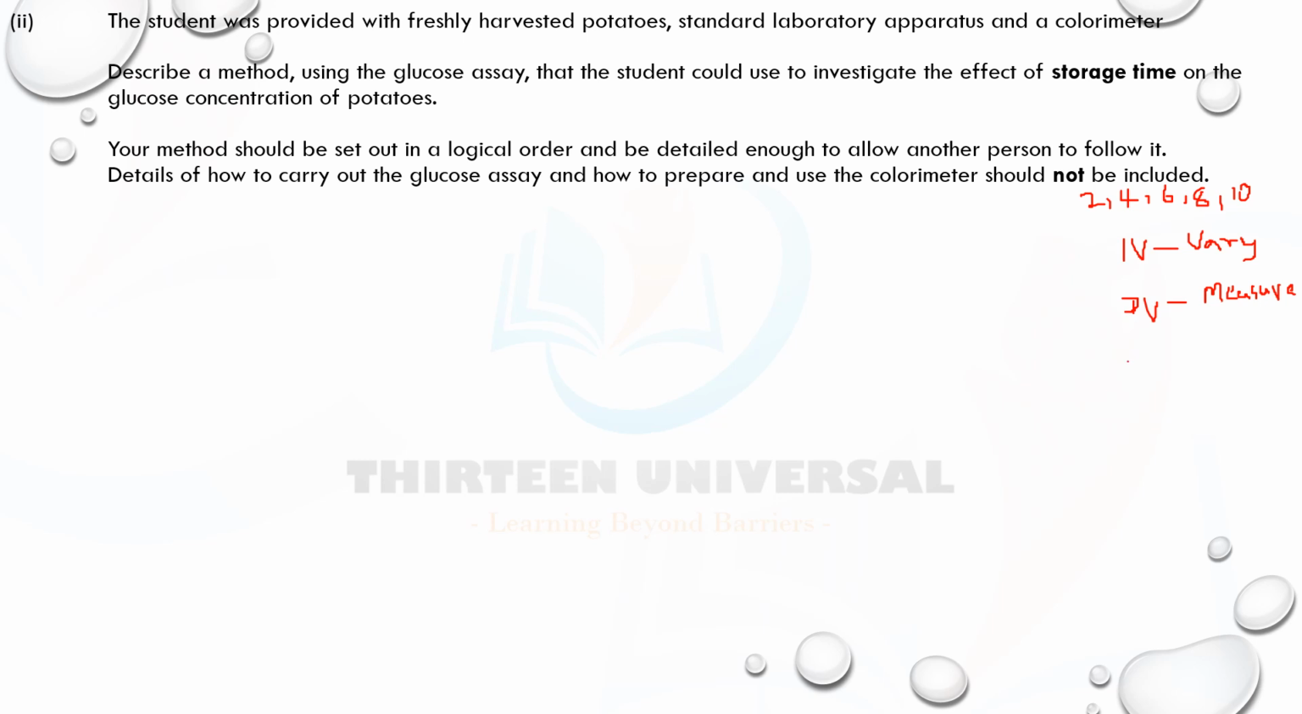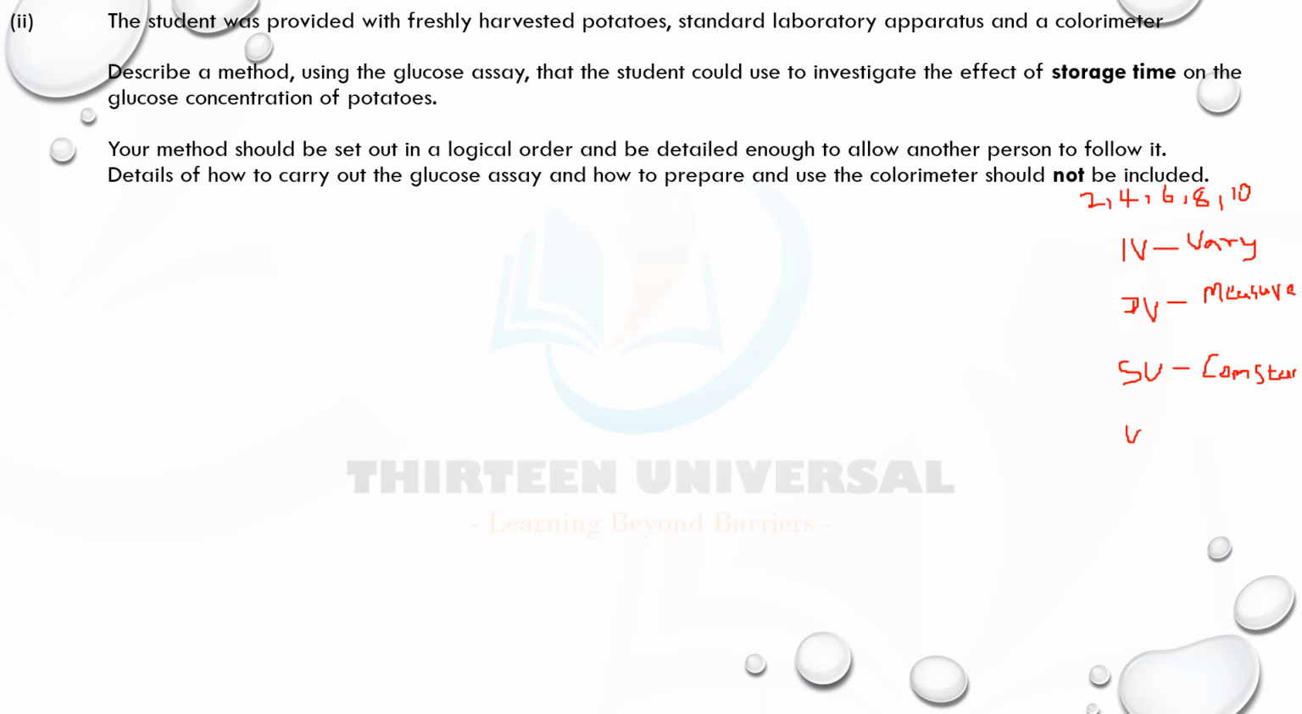Then the next thing is, what are my standard variables? What are the things I need to keep constant? This standard variable, SV, you must keep constant. The potato must be of the same species. Of course, the storage time and storage condition should be the same. The volume and concentration of Benedict solution should be the same. Do you get? And of course, the time for heating and the temperature for boiling should be the same.